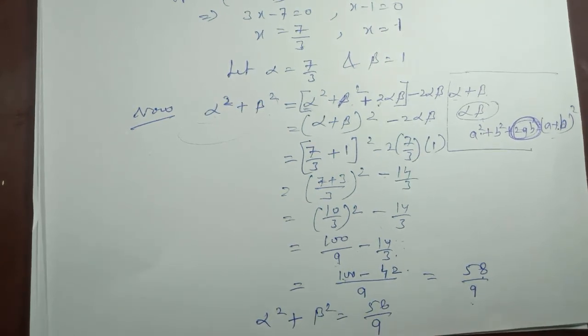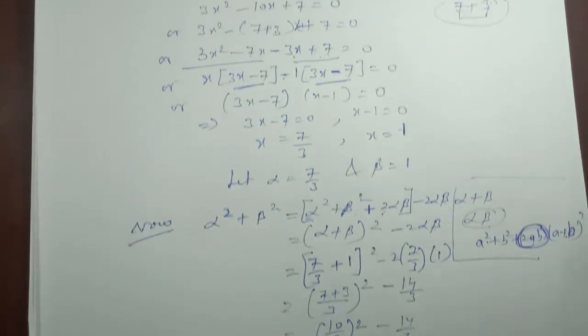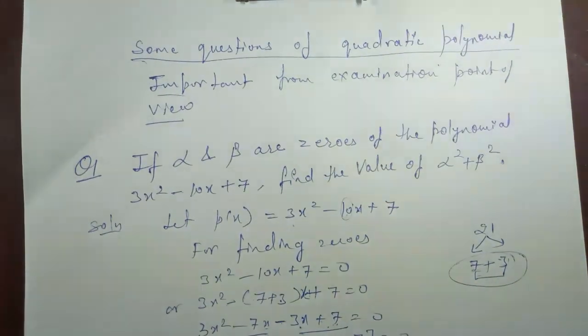So this way we can find the value of any required condition containing the zeros of the polynomial.